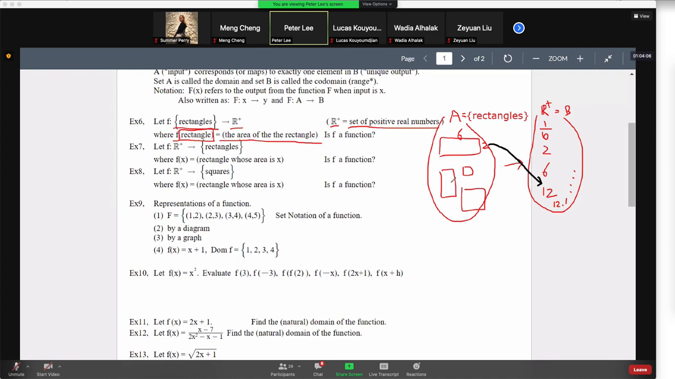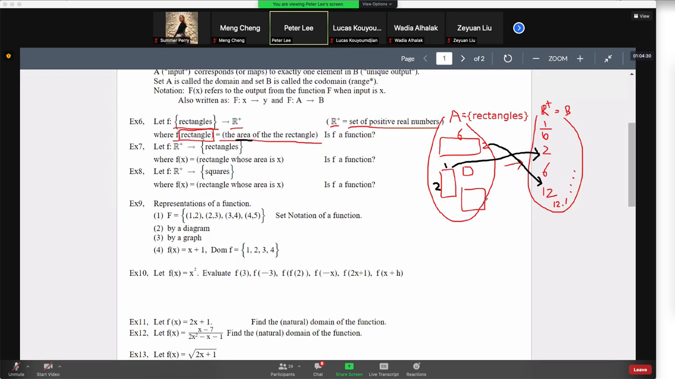And then this one is, how about 1 and 2. So we are going to match this to 2, because that's the area. So here we are setting up a rule. If f is a function whose input is a rectangle, then what is the rule here? We are going to make a correspondence to the area of the rectangle. So that's how we match.